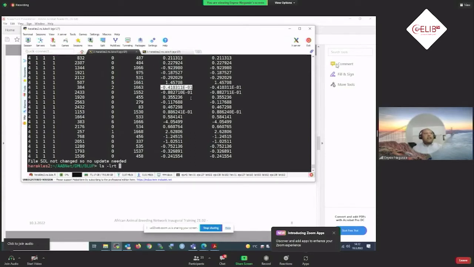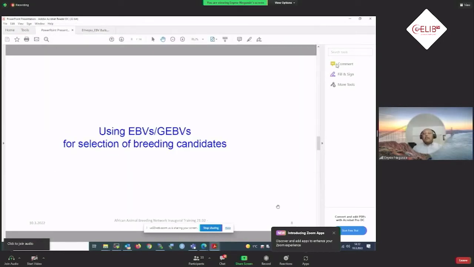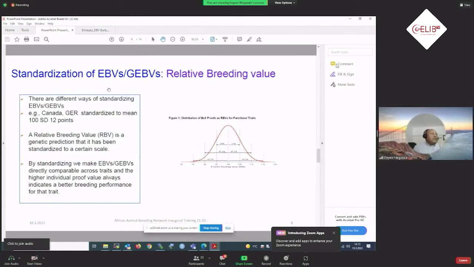But if we standardize them to a certain value, for example, say the mean is 100, anything below 100 is less than the average of the population, anything above that is above average of the population, indicates superiority. So this is a very good presentation. Here we look at using EBVs for selection of breeding candidates. We do standardization of EBVs and GEBVs into relative breeding values. Standardization is widely used after you estimate breeding values, and it is used in different ways in different countries.